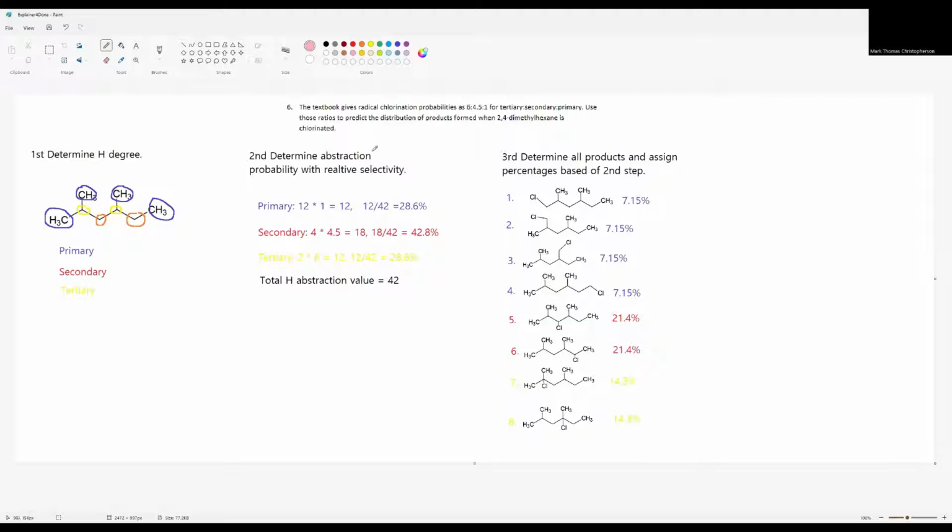And my question is, the textbook gives radical chlorination probabilities as 6, 4.5, 1 for tertiary, secondary, primary. Use these ratios to predict the distribution of products formed when 2,2-dimethylhexane is chlorinated.